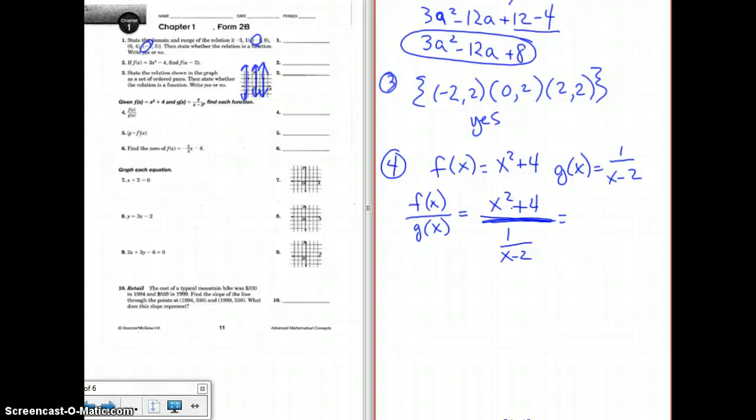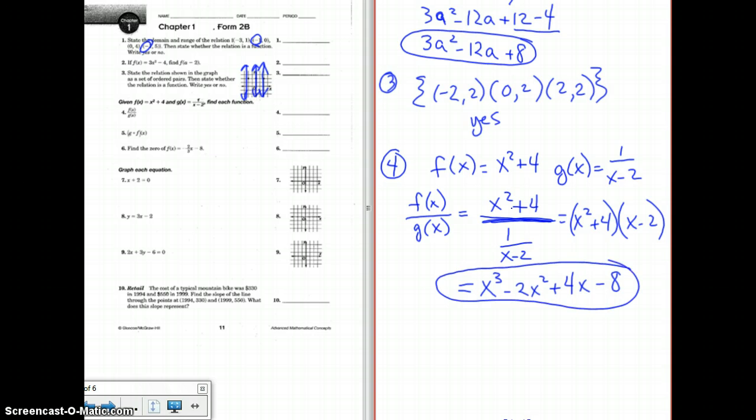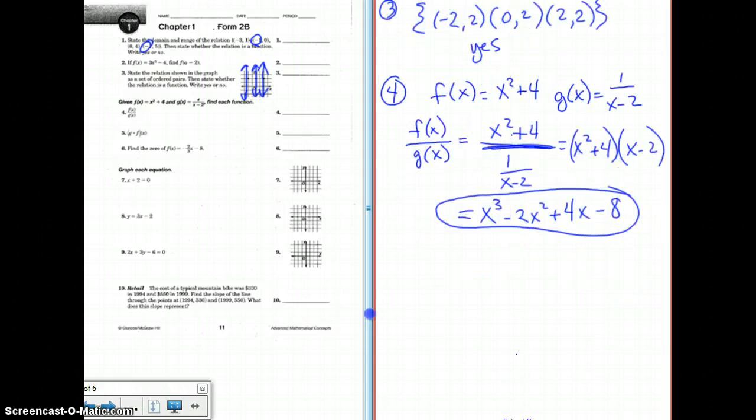So keep the x squared plus 4. Go from division to multiplication, and then you're going to flip your fraction, which would give you x minus 2. You'll simplify that by using the FOIL method: first, outer, inner, last. x cubed, first terms. Outer terms would be -2x squared. Inner terms would be plus 4x. And the last term would be minus 8. So there's your quotient.